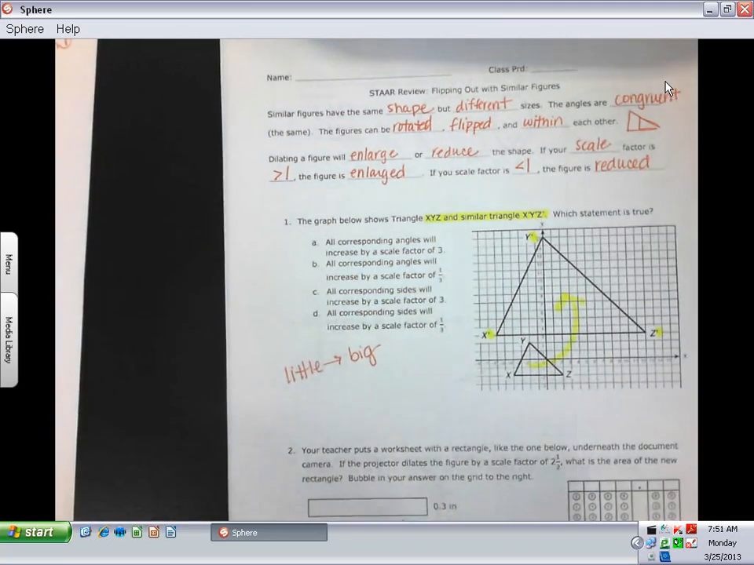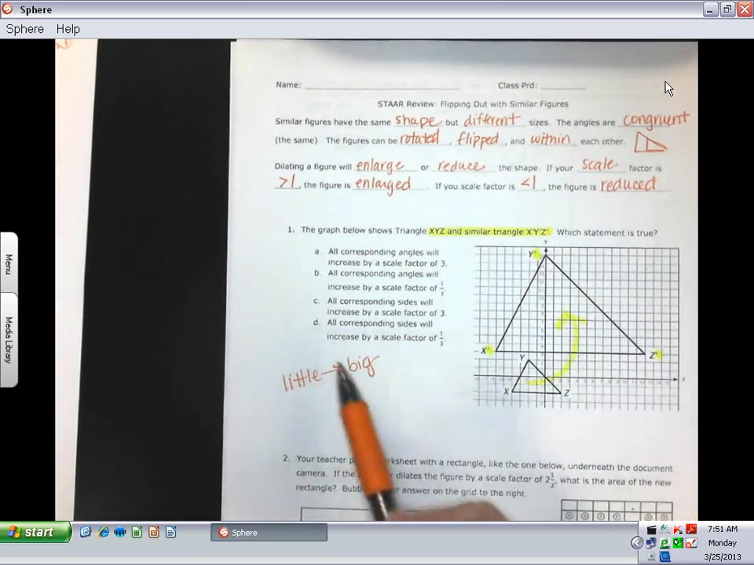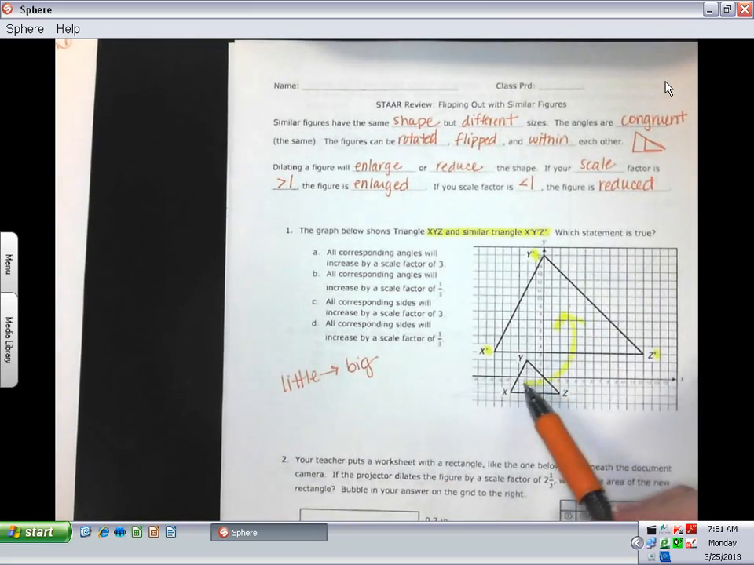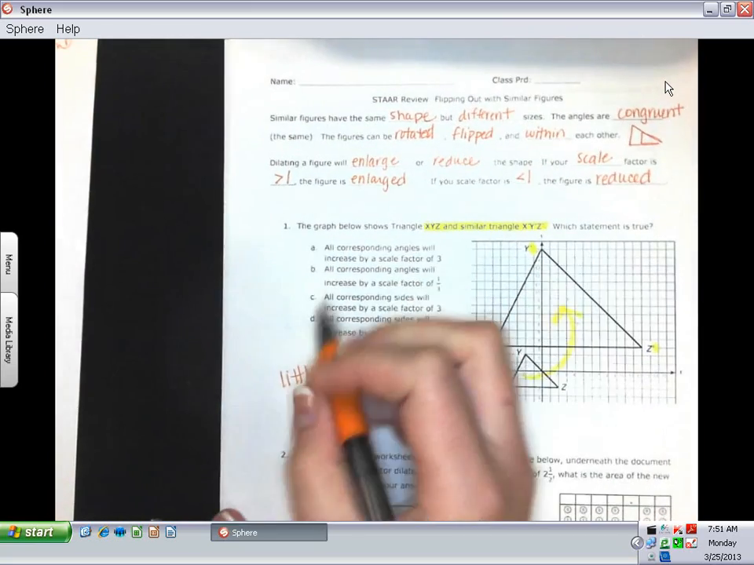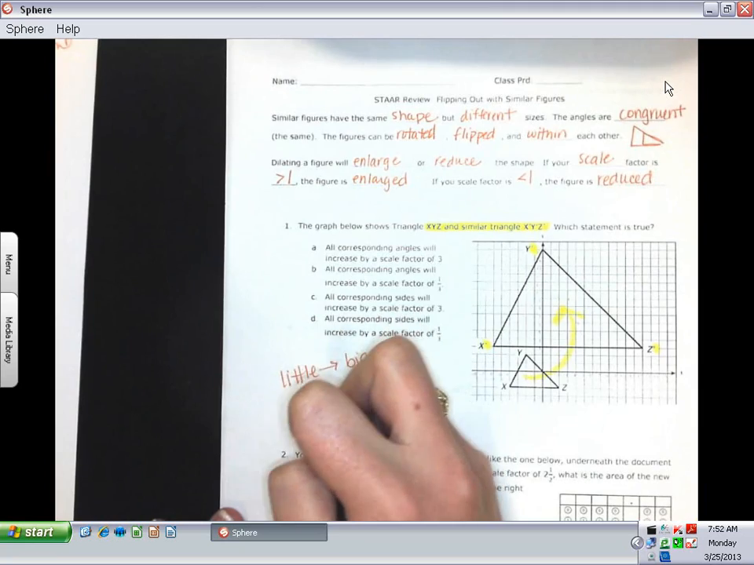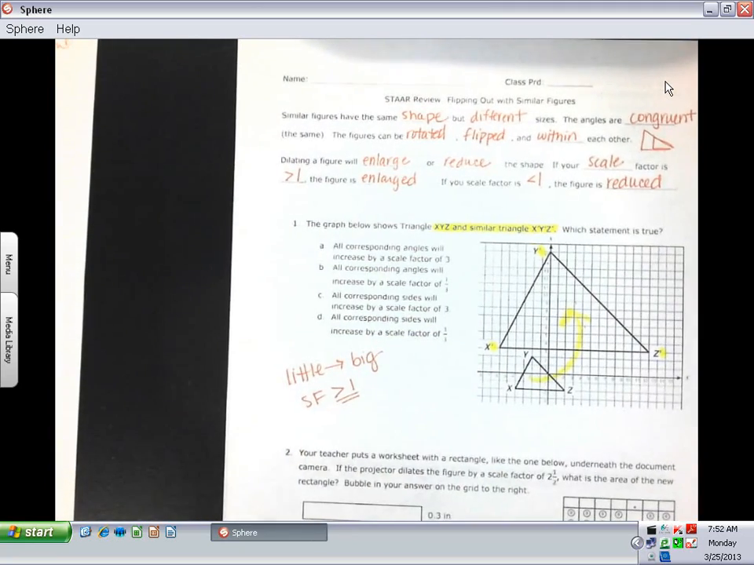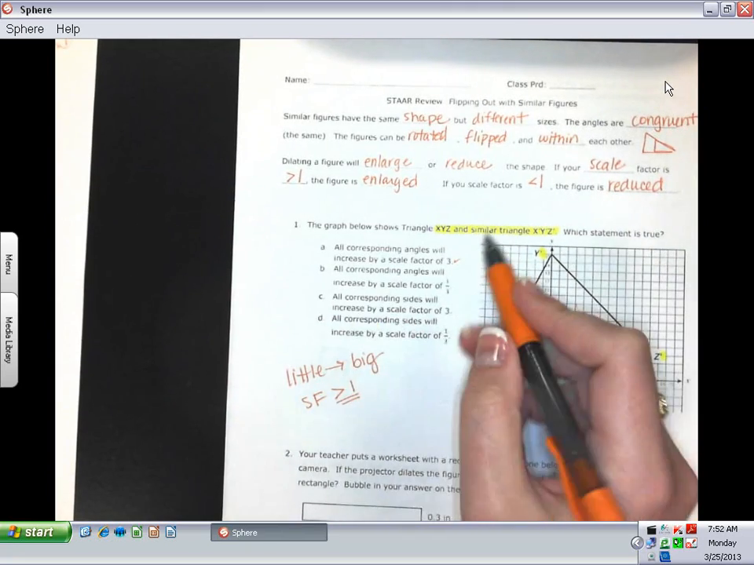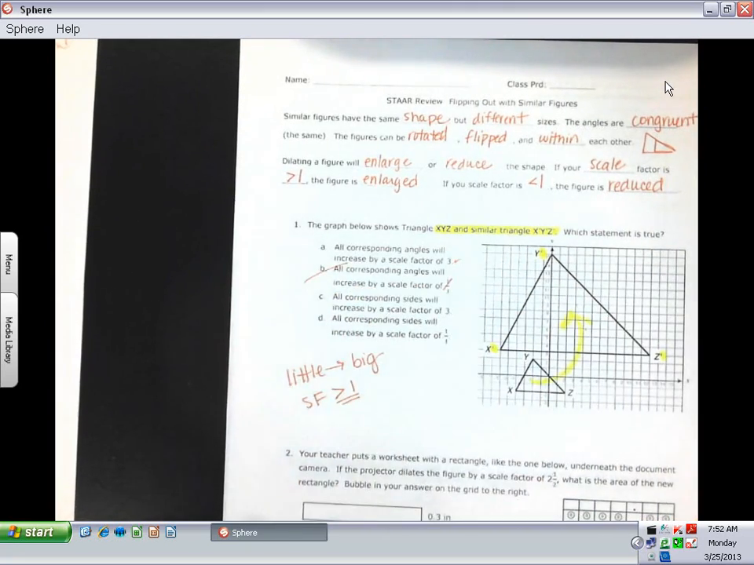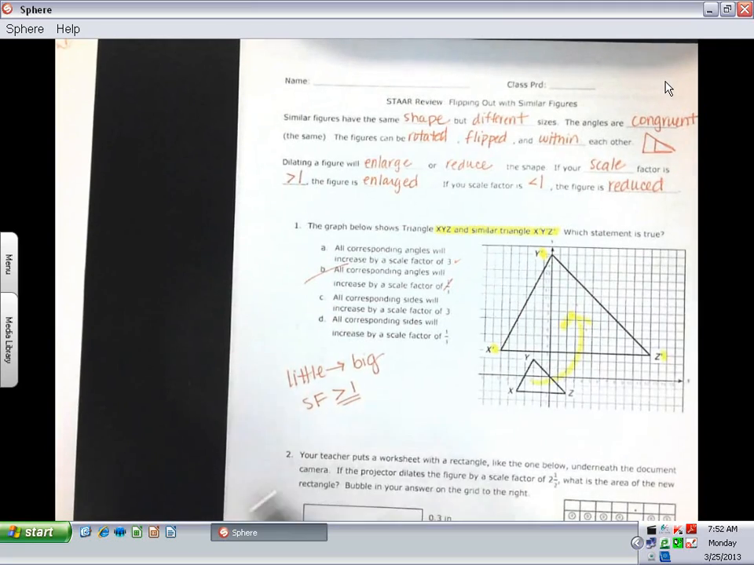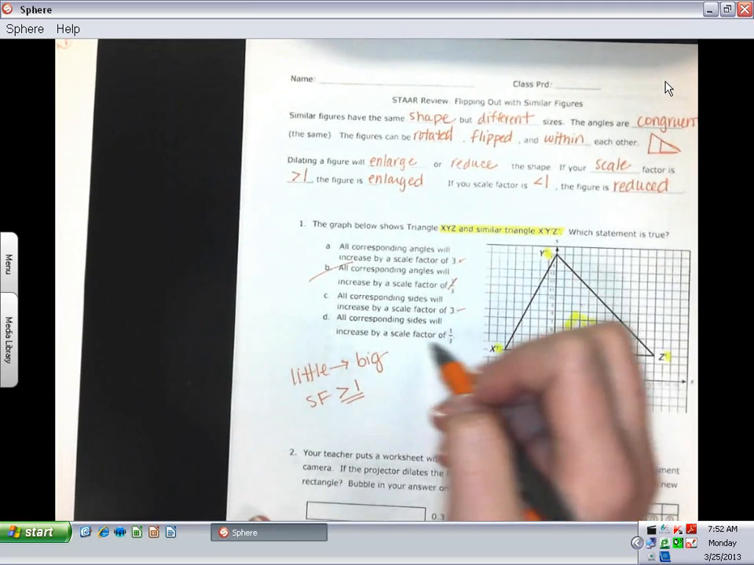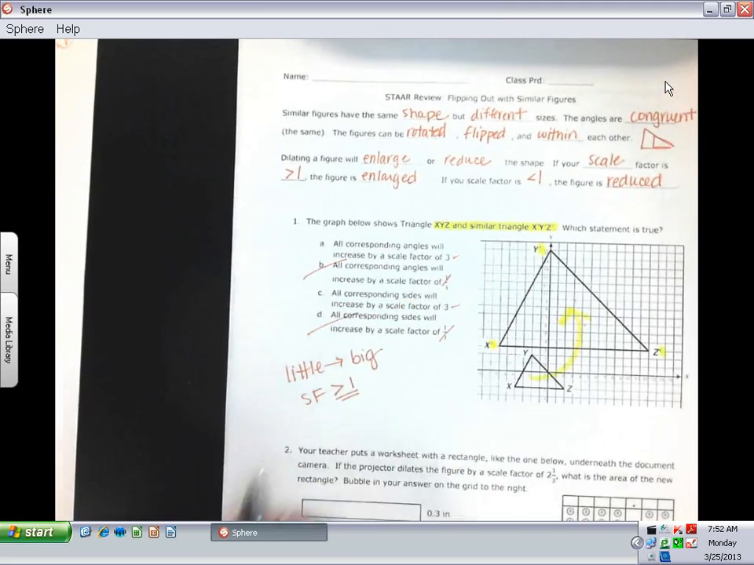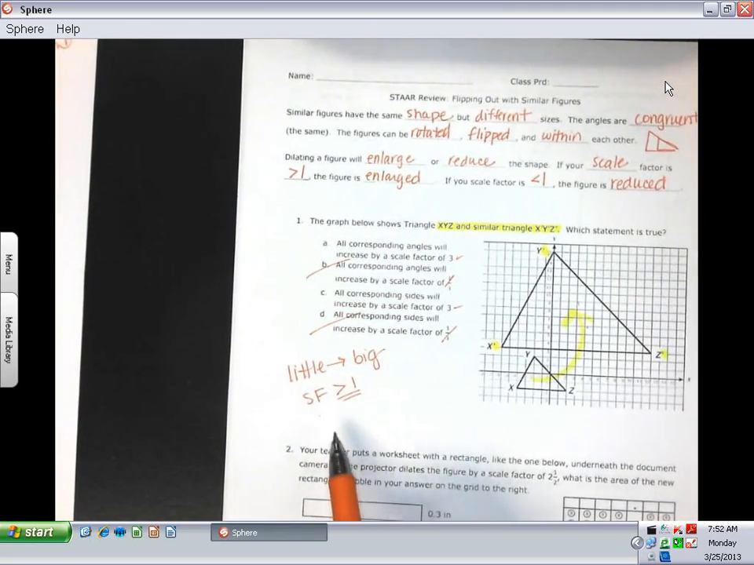And I know from up here, if I'm going to enlarge something, from going small to big, my scale factor has to be greater than 1. So that tells me, okay, a scale factor of 3, so I think that's okay so far. A scale factor of 1/3, that's not good. That's going to make it smaller, so B's out. C says a scale factor of 3, and D says a scale factor of 1/3. So I've gotten rid of 2 choices just by knowing this.